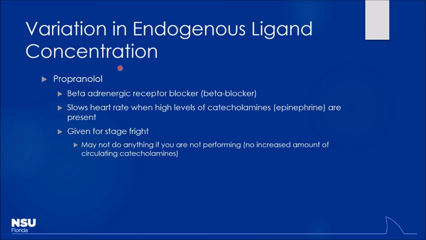Now, propranolol can sometimes be given for patients who have like chronic hypertension, but you may find people who are relatively young and healthy, have no real disease states, are taking a beta blocker. Anyone know why they might do that? Stage fright, right? Or for performance anxiety.